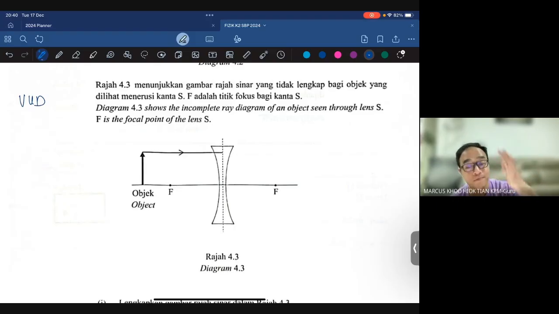Okay, so for the lens, the first line is obviously the one that runs from the top all the way to the center. Okay, this is the first line. So you can just draw it straight like that.